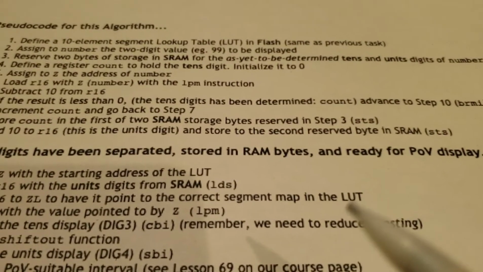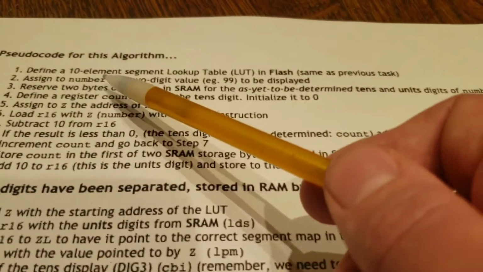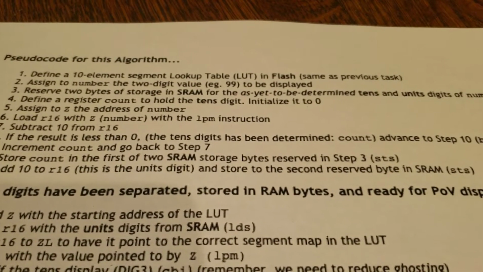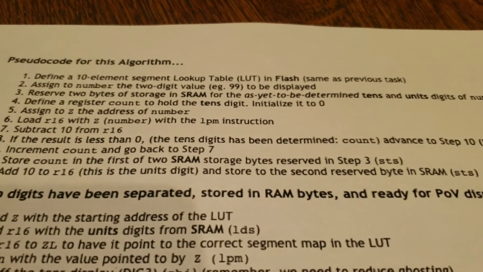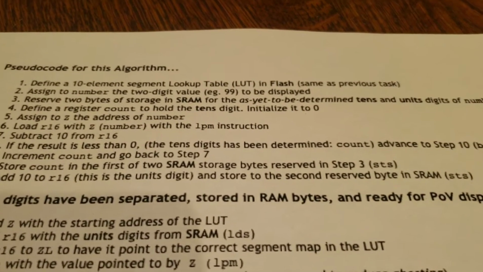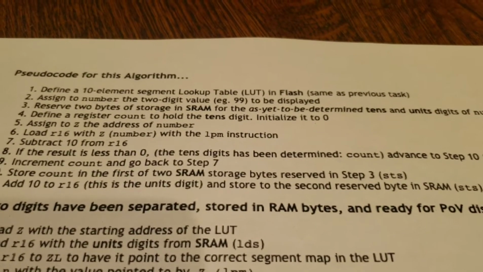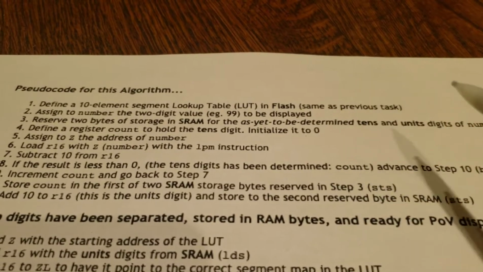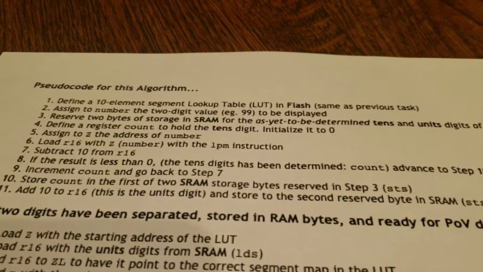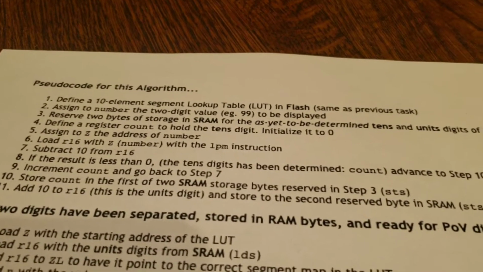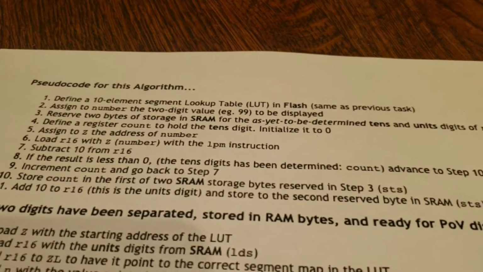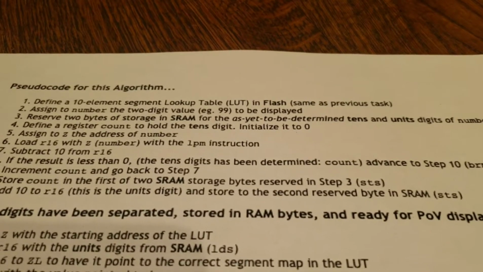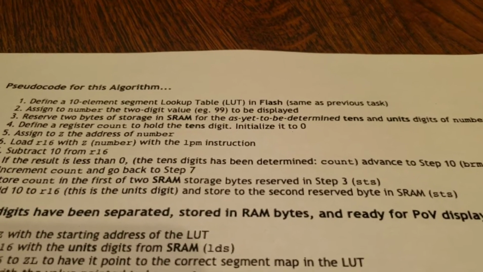So pretty much you define a 10 element array, which is in this case a lookup table, into Flash. This will have all your numbers from 1 to 9, which can be accessed and put on the display. You then assign a 2-digit value, for example 99 here, which will be displayed. You reserve 2 bytes in SRAM for the ones and tens digits that will be displayed.